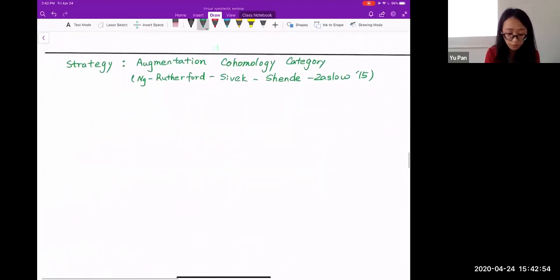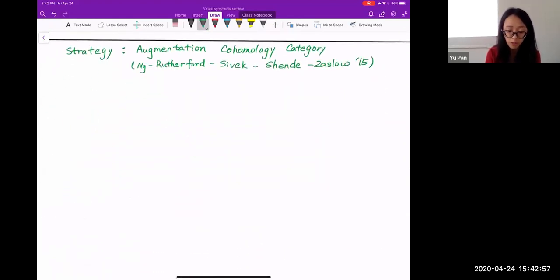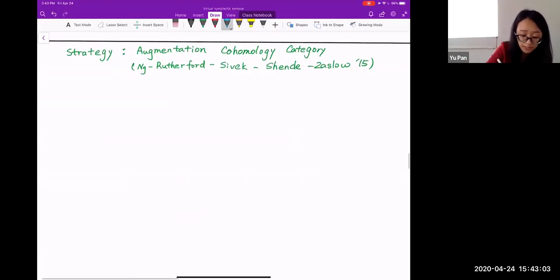For the strategy of proof, the first part I want to use is the augmentation cohomology category. And the main use for this part is to interpret the equivalence between augmentations geometrically.